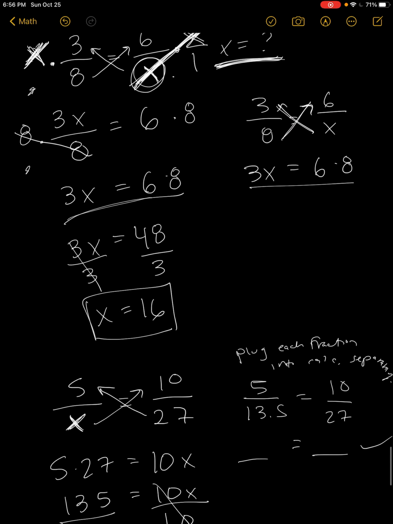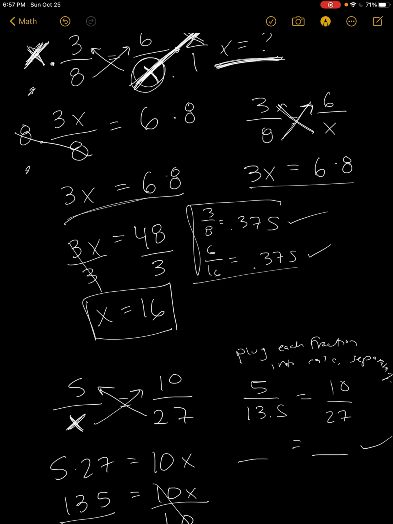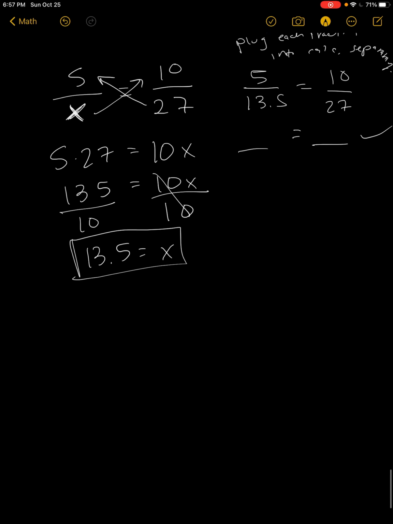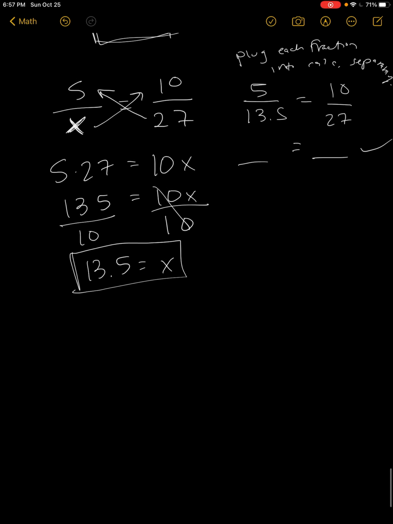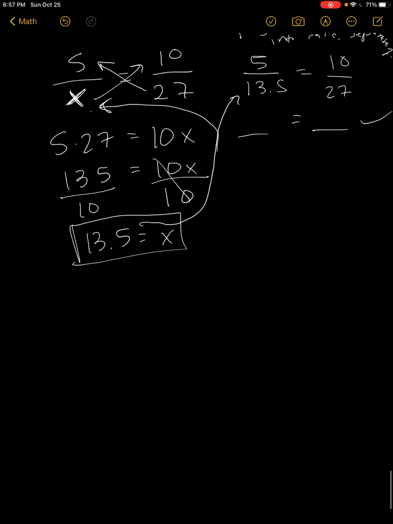Okay? Like, if you plug 3 over 8 into a calculator, you'll get 0.375. Right? If you plug in 6 over 16 into a calculator, you will also get 0.375. Right, so just to further show you that these are in fact equivalent. Okay, and that's just from me substituting 13.5 into x.